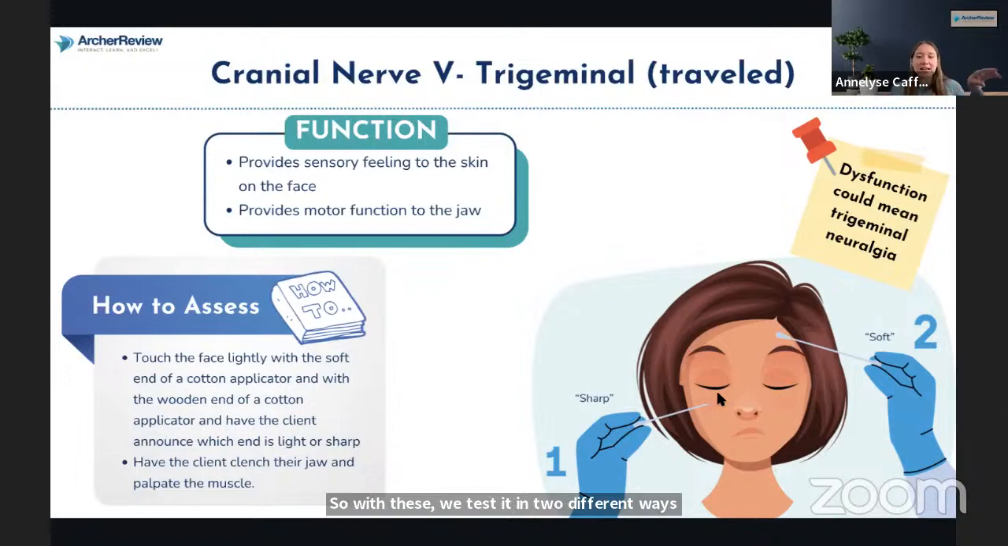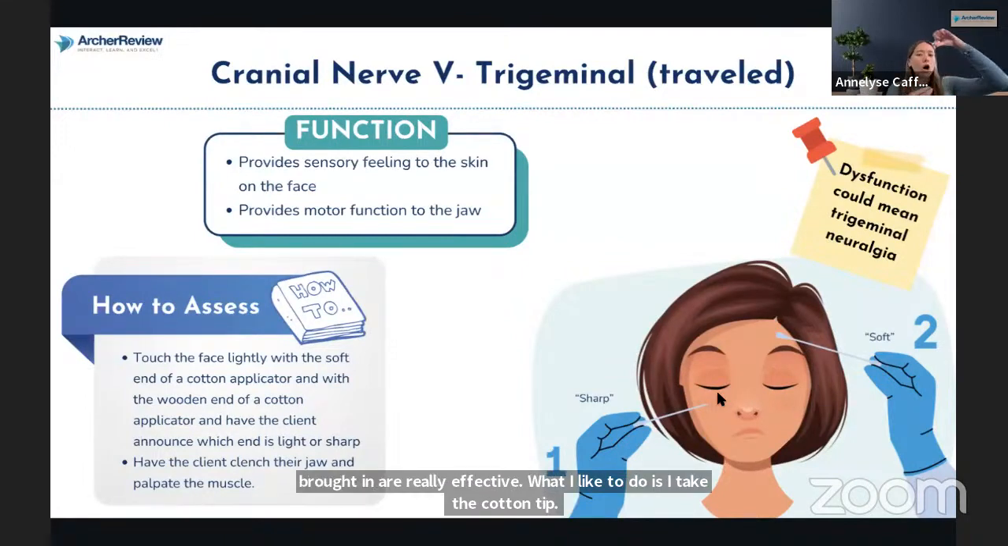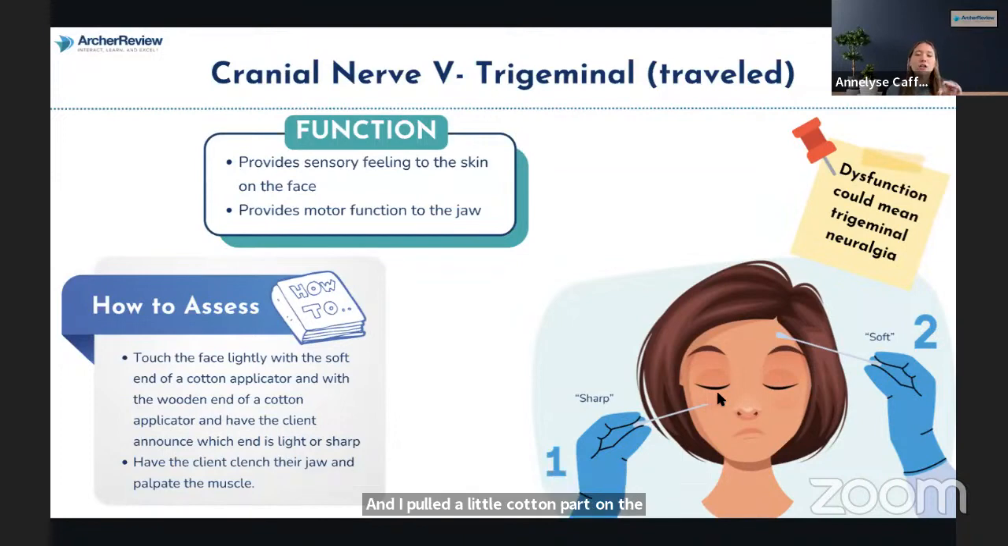The first thing you're going to do is test sensation. This is where those cotton tipped applicators you brought in are really effective. What I like to do is I take the cotton tip and I pull the little cotton part on the tip to make a long little fluffy part. Because what you want to do is test for that feeling of when a hair tickles your face and it's super light. And you also want to test their deep sensation or sharp sensation. So what I do is I use both ends of the cotton tip applicator.